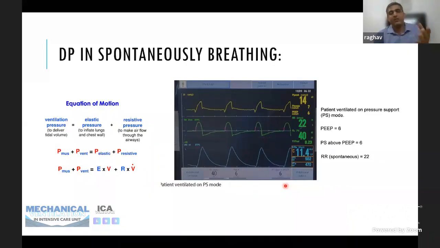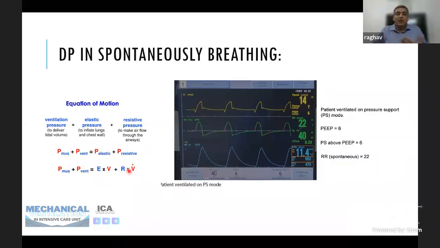Why is that? Because as you see in this equation of motion, the pressure applied for distending the lung is not just the pressure which we are providing through the ventilator, which is 6 centimeter of water. It is also the pressure which the patient is applying through his muscle as he is active and breathing. So we must account for both the pressure exerted by the ventilator and the pressure exerted by the patient himself, which is known as PMUS.